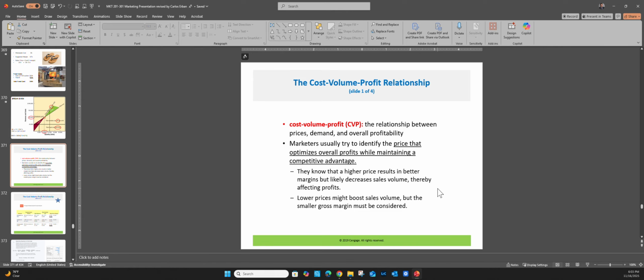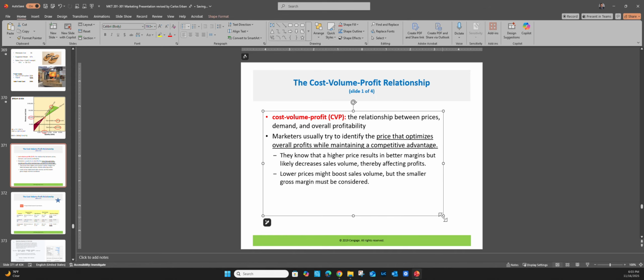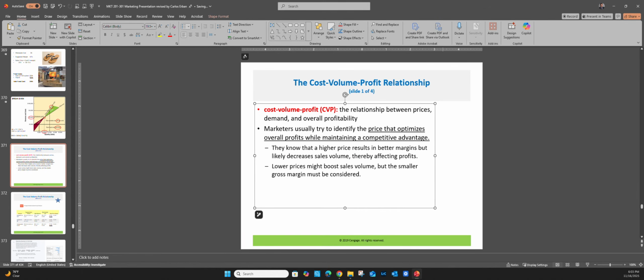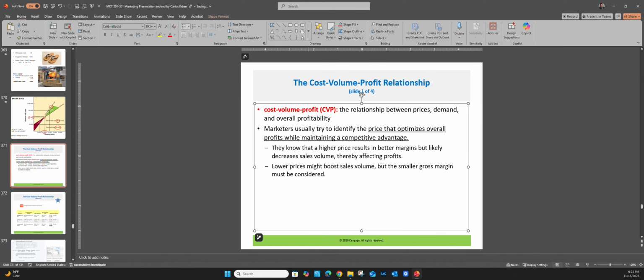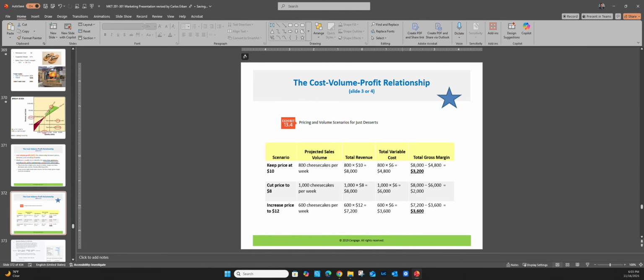One of the things we want to look at carefully is this whole cost, volume, profit relationship. What does that mean? It means that whenever we're analyzing changes to our business, we want to look at the gross margin. Let's look at an example. We did the cheesecake example. In this case, we're currently selling 800 cheesecakes at $10 a piece. So 800 times 10 is 8,000 in revenue. Now it costs us $6 to make them, so 800 times 6 is $4,800. When you do the math, 8,000 minus 4,800, we're making 3,200.